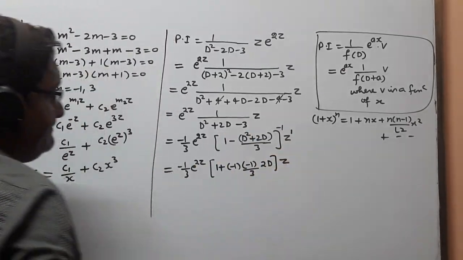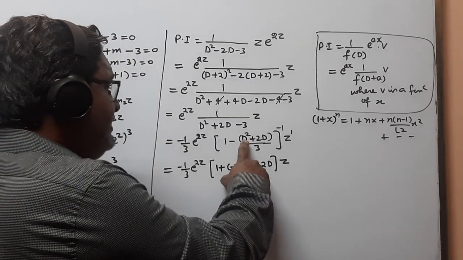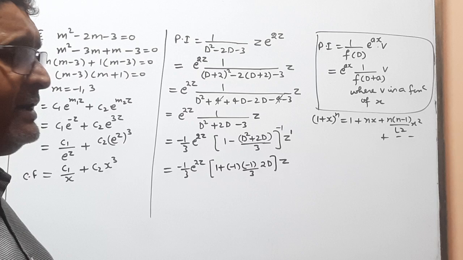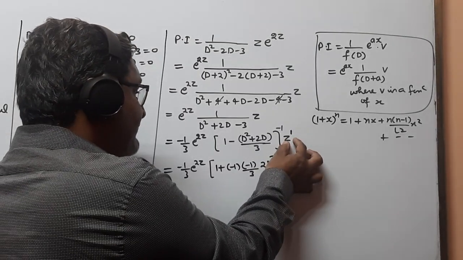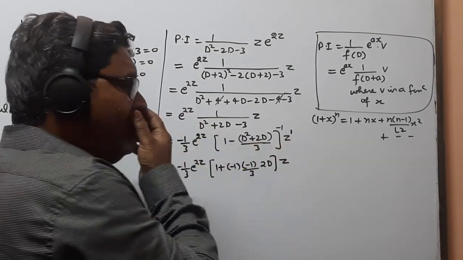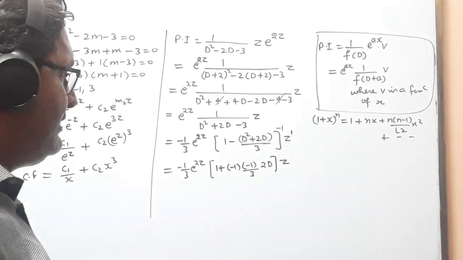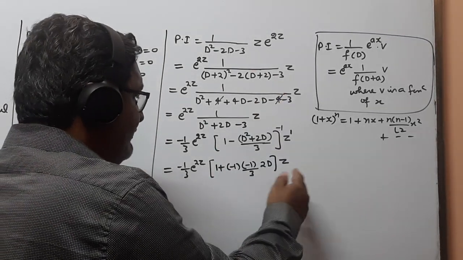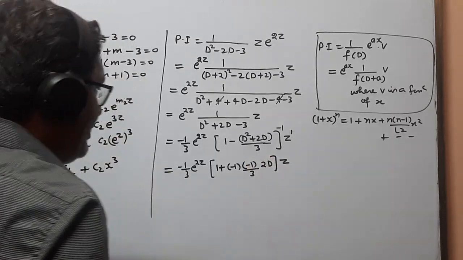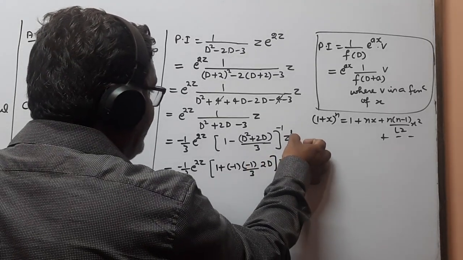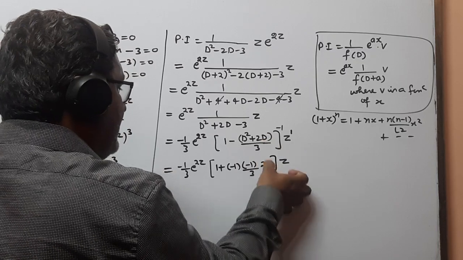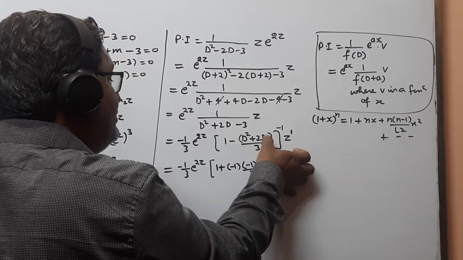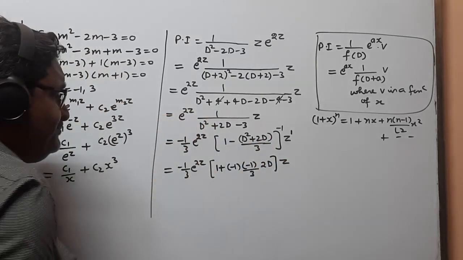So this is z. If we take this D square also, D square means the second order derivative. When we differentiate this z two times, the differentiation will be 0. So all the higher order terms will be 0. So we take only those terms in which the power of z and D are similar. Here the power of z is 1, so we take only this term 2D here.